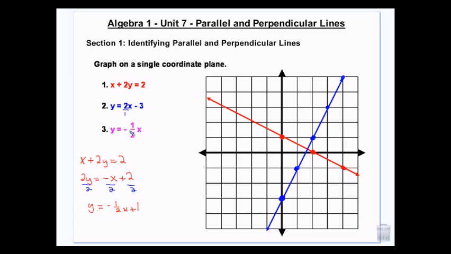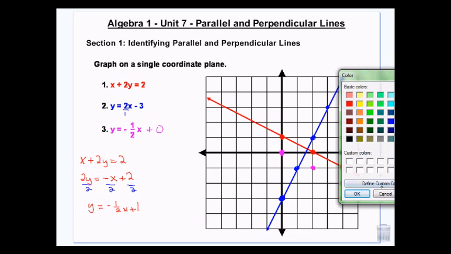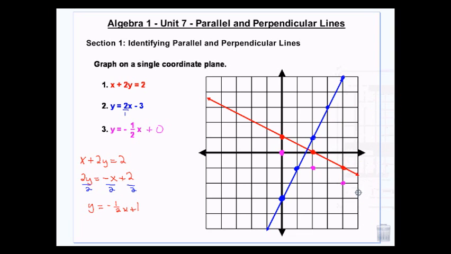Gotcha. And now here I don't have a y-intercept, so that's the same thing as saying plus 0. Right? If there's no b, b is 0. So put my point at 0. I have negative 1/2 slope again, so I go down 1 over 2, down 1 over 2. And here's my line.